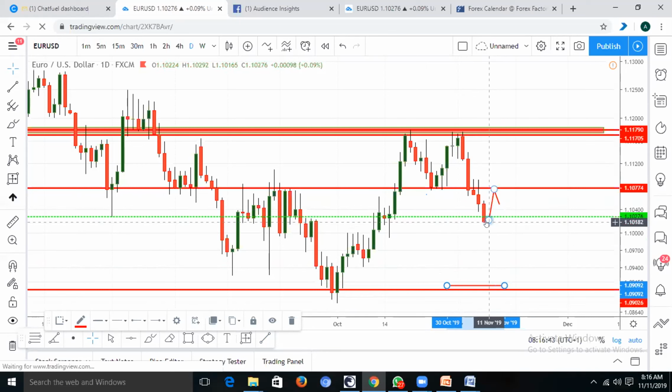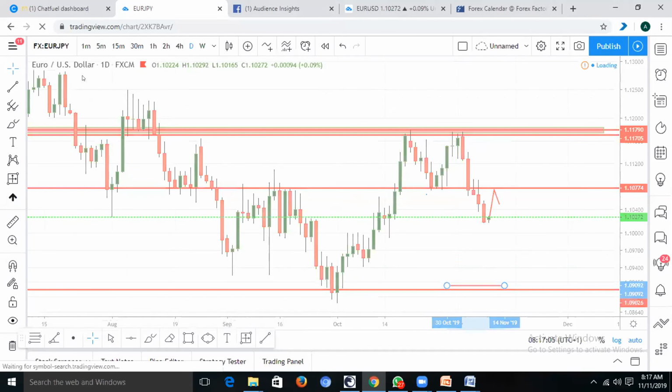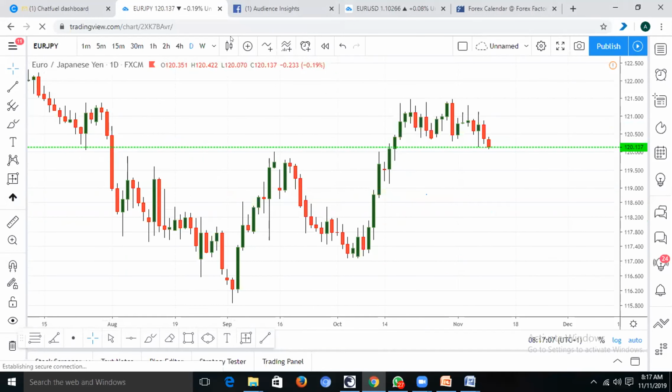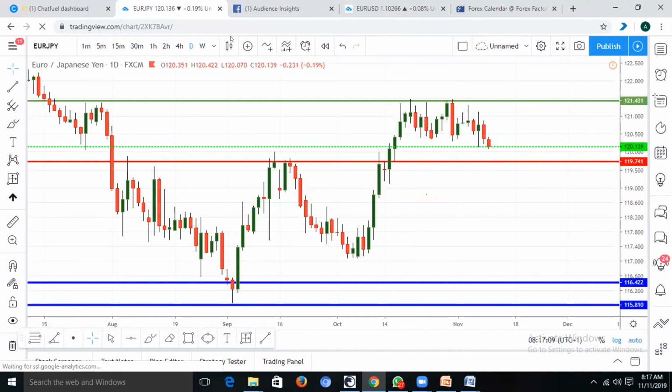So this is for Euro USD. Let us look at Euro JPY. Anybody has any currency pair who can analyze again? Euro JPY. We are selling that trade too. Okay, USD JPY, we'll look at it.